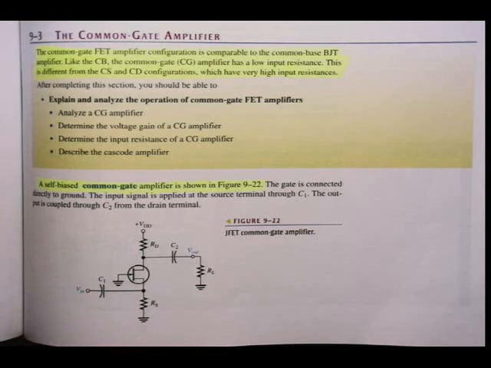The common gate amplifier. The common gate field effect transistor amplifier configuration is comparable to the common base BJT amplifier. Like the common base, the common gate amplifier has a low input resistance. This is different from the common source and the common drain configurations, which have very high input resistances, if you can recall.